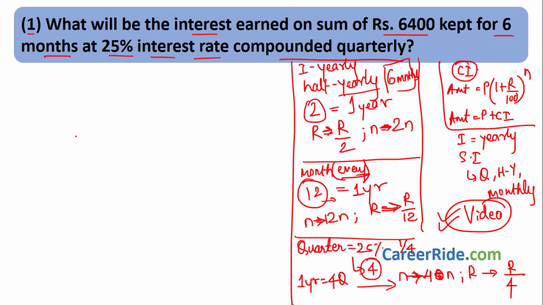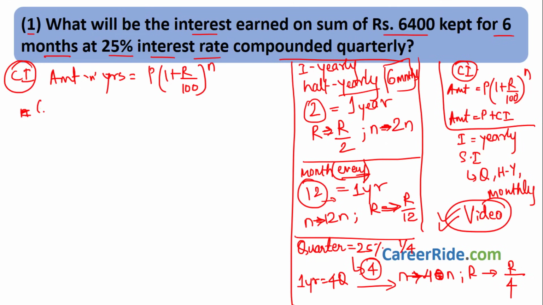Using this, let's solve our problem. What is the formula for compound interest? What we have seen: amount after n years, remember, not months, years, is P (1 + r/100) raised to n years. Here the time period is given as 6 months, which is 0.5 years, so this is nothing but n.